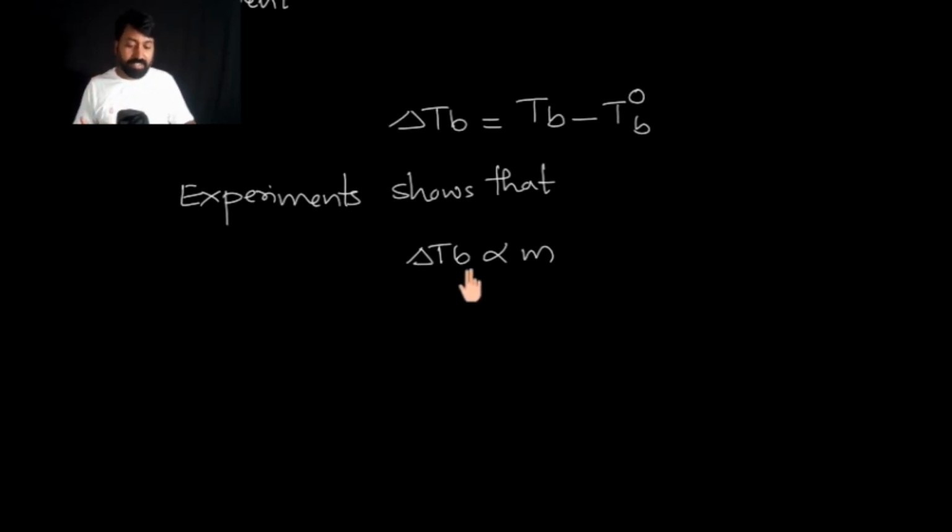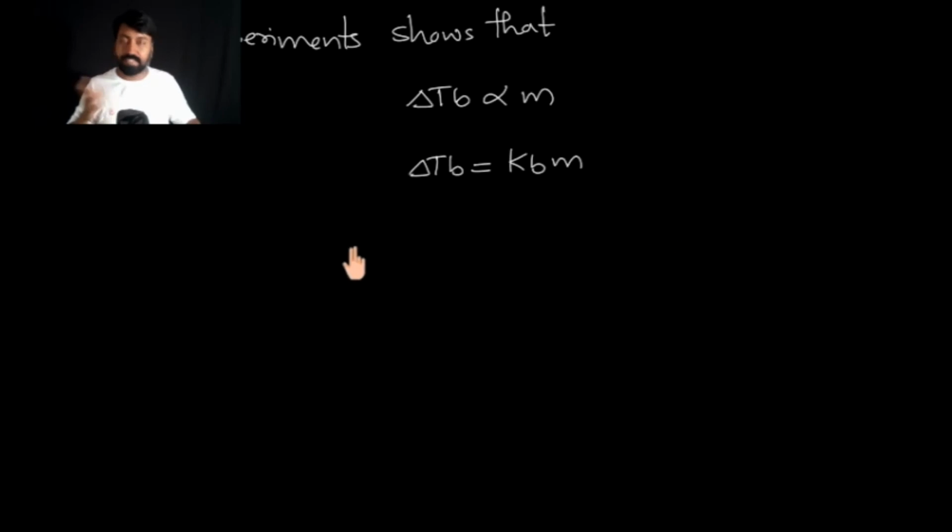This statement indicates that delta TB, that is the elevation of boiling point or increase in the boiling point, is directly proportional to the concentration of the solute or concentration of solution, or in general words the number of solute particles. So I want to remove the proportionality term here, that's delta TB equals KB, the constant, multiplied with the molality. Okay, now what is KB here?